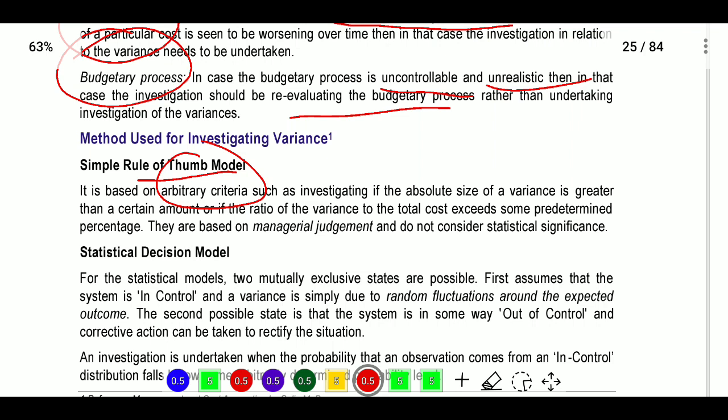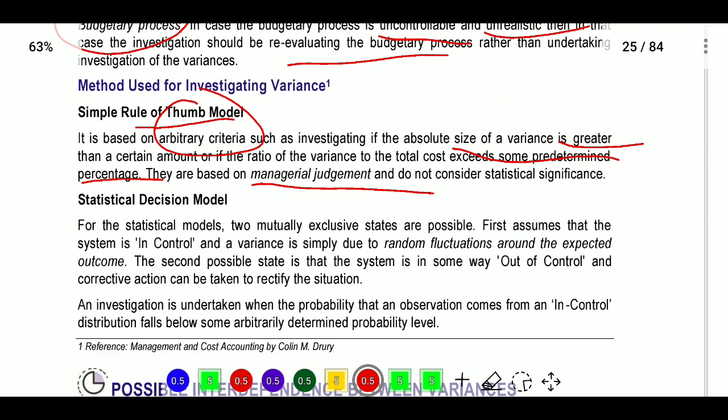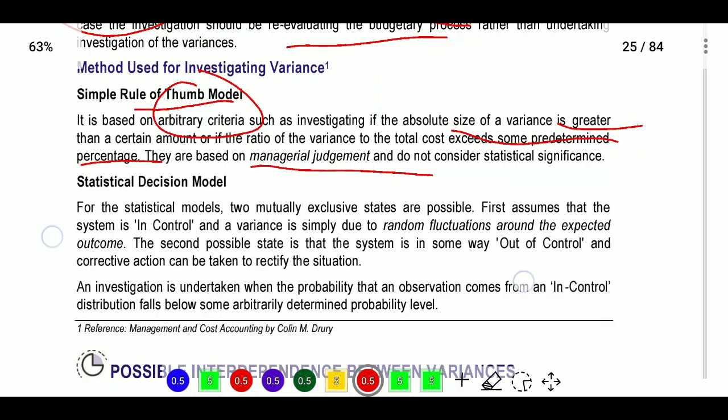If the absolute size of variance is greater than a certain amount, or if the ratio of variance to the total cost exceeds a predetermined percentage, then managerial judgment applies without considering strategic significance. They will follow a certain percentage method. If you cross that, they will see why investigation is required. For example, they keep 20%. If selling and distribution is over budget by 20% against actual, it will require investigation.